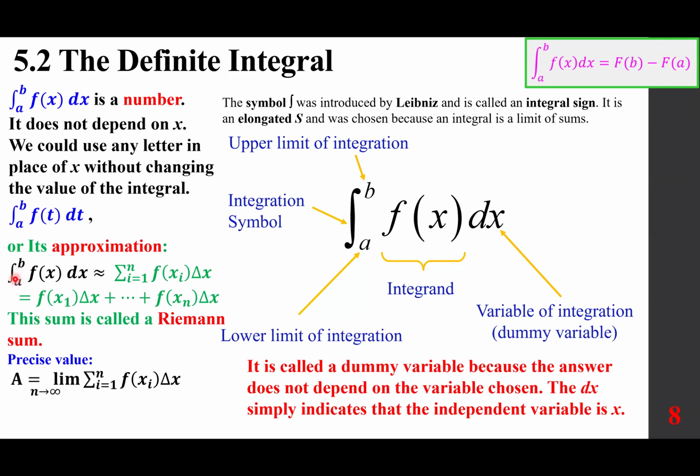Its approximation, the integral of a to b f of x dx, is this summation, the Riemann sum, i going from 1 to n of f of x_i delta x. This sum is called a Riemann sum. And if you take the limit as n goes to infinity, that is the exact value, which represents the area under the curve if f of x is a positive function, and it represents the difference of areas if it's not necessarily positive.